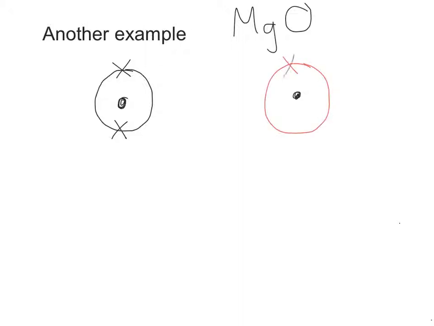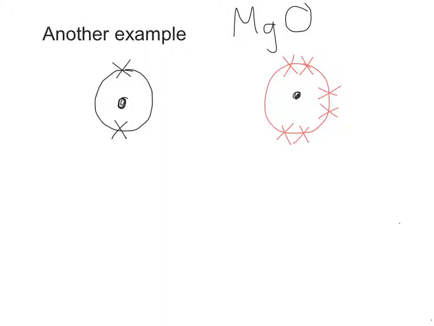Second example I'm going to look at is magnesium oxide. Now on this one I'm only going to draw the outer shell electrons because those are the ones that are involved in bonding. So magnesium has 12 electrons and it's in group 2. So straight away, because it's in group 2, it only has 2 electrons in its outer shell. So that's magnesium. Oxygen is in group 6. So that means it's got 6 electrons in its outer shell. Again, I'm only drawing the outer shell electrons.